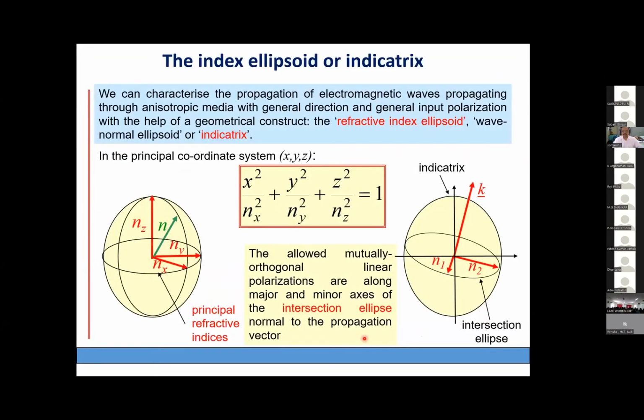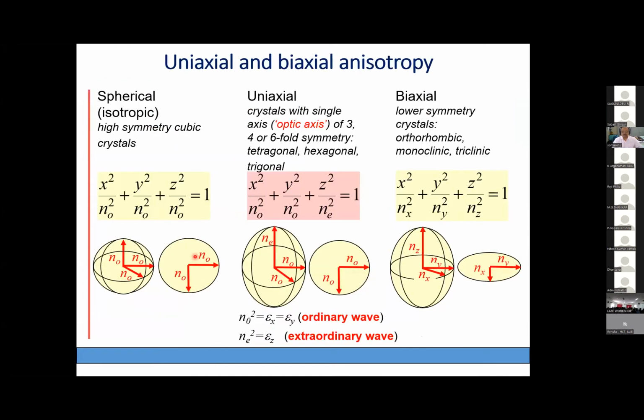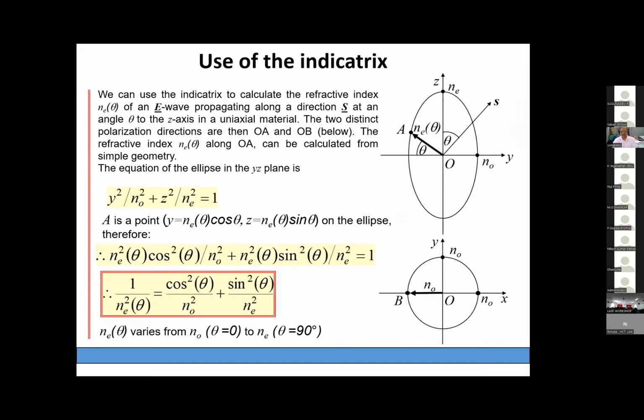We have seen these indicatrix where you have materials with different refractive indices in different directions. So you can choose those materials. For example, you can have spherical, highly symmetric cubic crystals, where you have only one refractive index, and this is how the equation looks like. When you go to uniaxial crystals, for example, crystals with a single optic axis, which have different symmetries, then this is the equation we use. And when you have biaxial crystals, orthorhombic, monoclinic, or triclinic, then this is the equation where you have different refractive indices in different directions. And you can also find out which one is the ordinary and which one is the extraordinary wave.